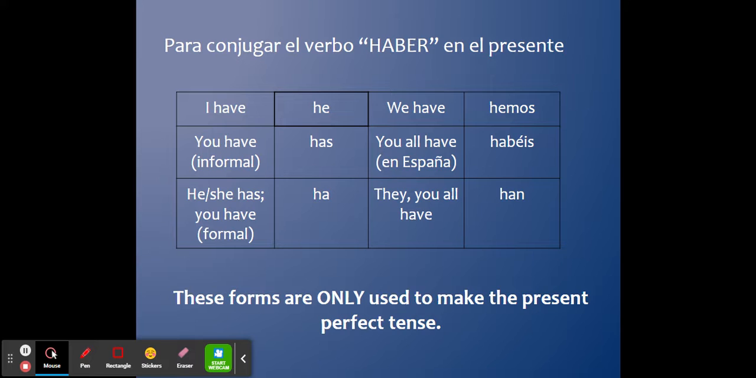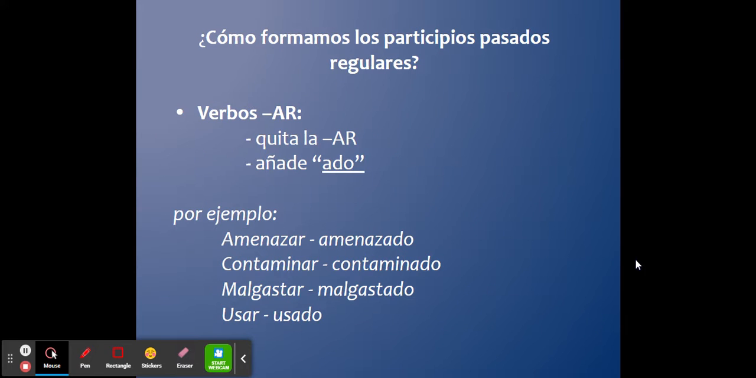And be aware that you cannot use this verb to just normally say, I have. Use tener for that. These verb conjugations of this specific verb haber are only used for the purpose of conjugating verbs and using the present perfect tense. So only used for this specific purpose, for the present perfect. No other reason to use this at all.